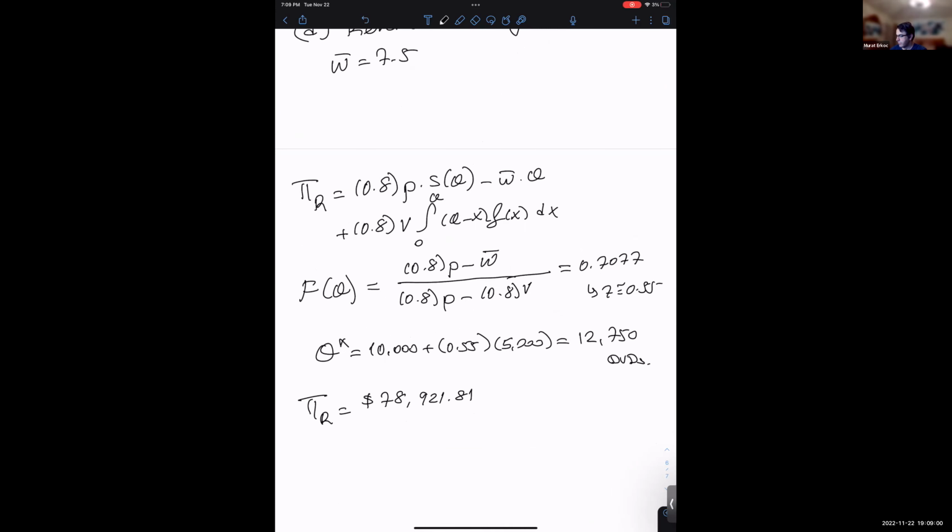So better off? Well, of course, better off with respect to the wholesale price contract. Okay, but this is not a better option, obviously, for the retailer compared to the buyback contract defined in Part C.